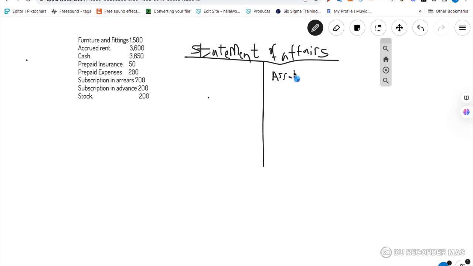Okay, so let's move on. We have the assets. Right here I'll start with the fixed assets. These are fixed assets. This is just for the tutorial purpose. Kindly ensure that you write in full. Okay, so we have the fixed assets.